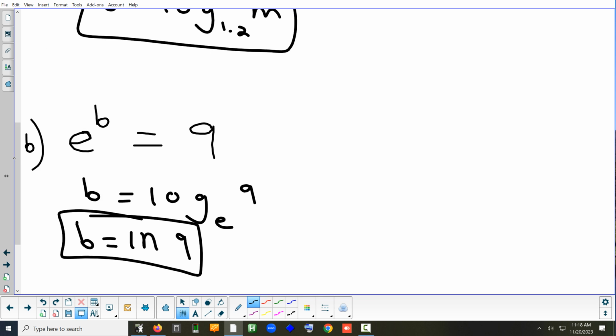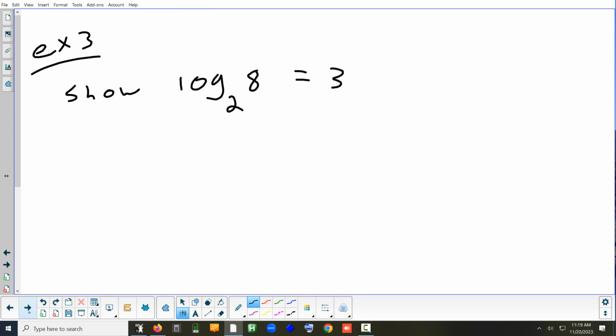Question on that? All right, let's try this. So a little different, but it says to show that log base 2 of 8 equals 3. Well, what type of equation is that? Is that a log equation or exponential? That's a log. What's the only thing that I've shown you how to do so far with a log equation? We'll change it to exponential. So let's change it and see what happens.